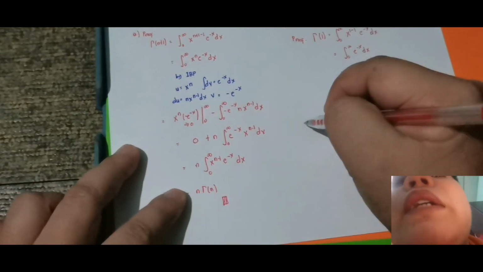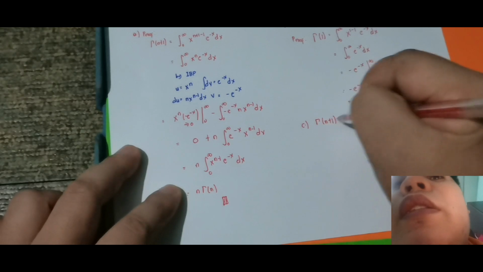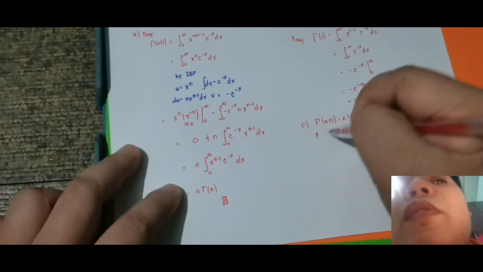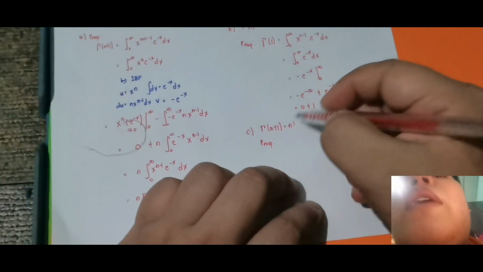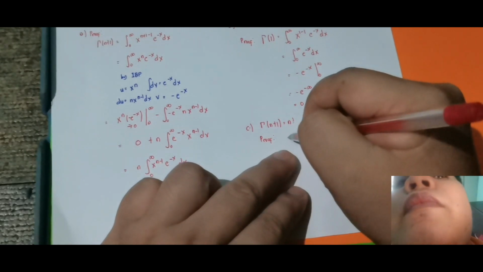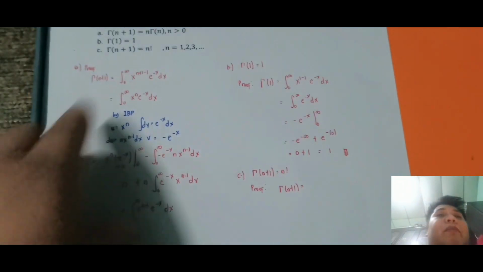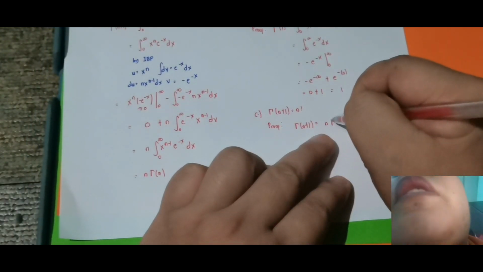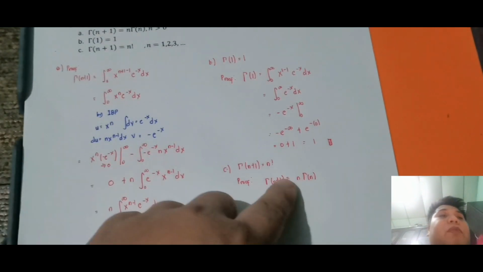Then letter C, very simple. This is just the gamma of n plus 1. So this is the proof. I think this is very easy. We all know that the gamma of n plus 1 is just equal, by property A or property number 3, to n times gamma of n.